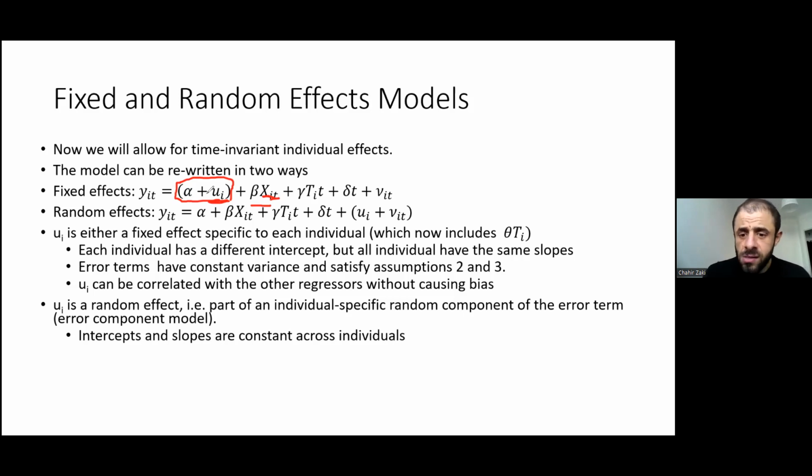So if the intercept includes the individual effects, in this case, the error term will have a constant variance and will satisfy the classical assumptions, which means in this case that the error term is not correlated with the explanatory variable, and that even if the u_i is correlated with the other regressors, it will not create a bias.